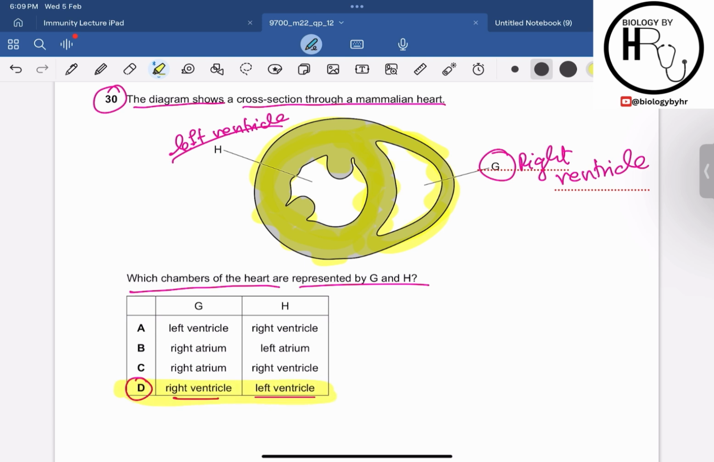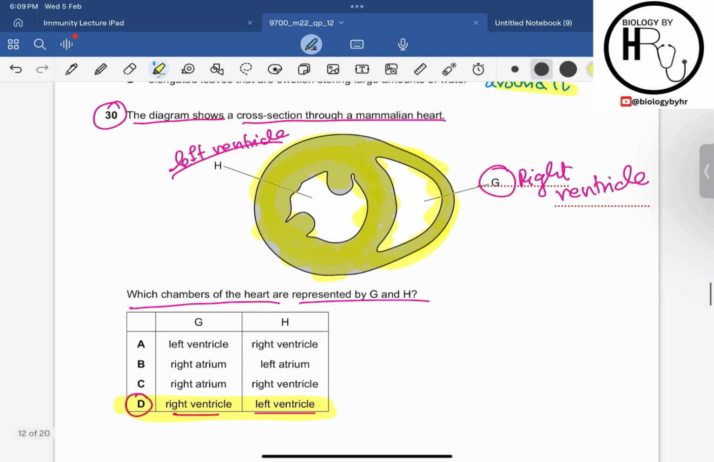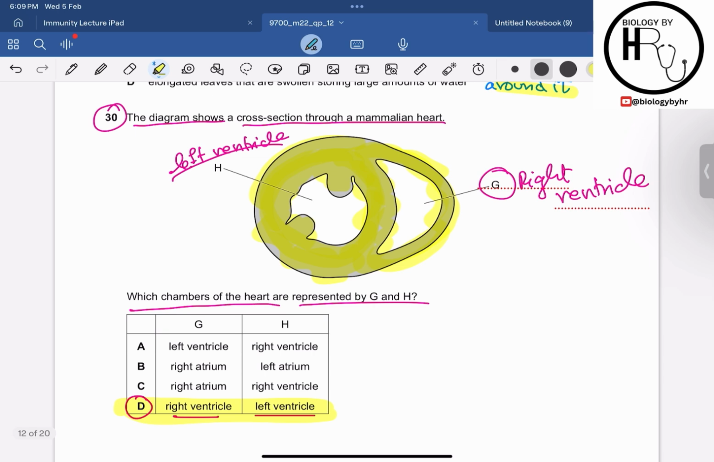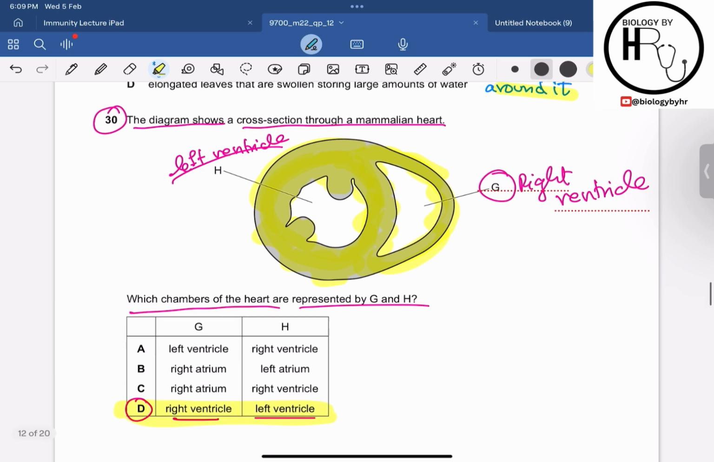I hope that this is clear to all of you. This is basically a transverse section. It is cut like this. For example, if this is something, right, and you are cutting it like this, right? Basically, if you are cutting it, this is the transverse section of the mammalian heart.